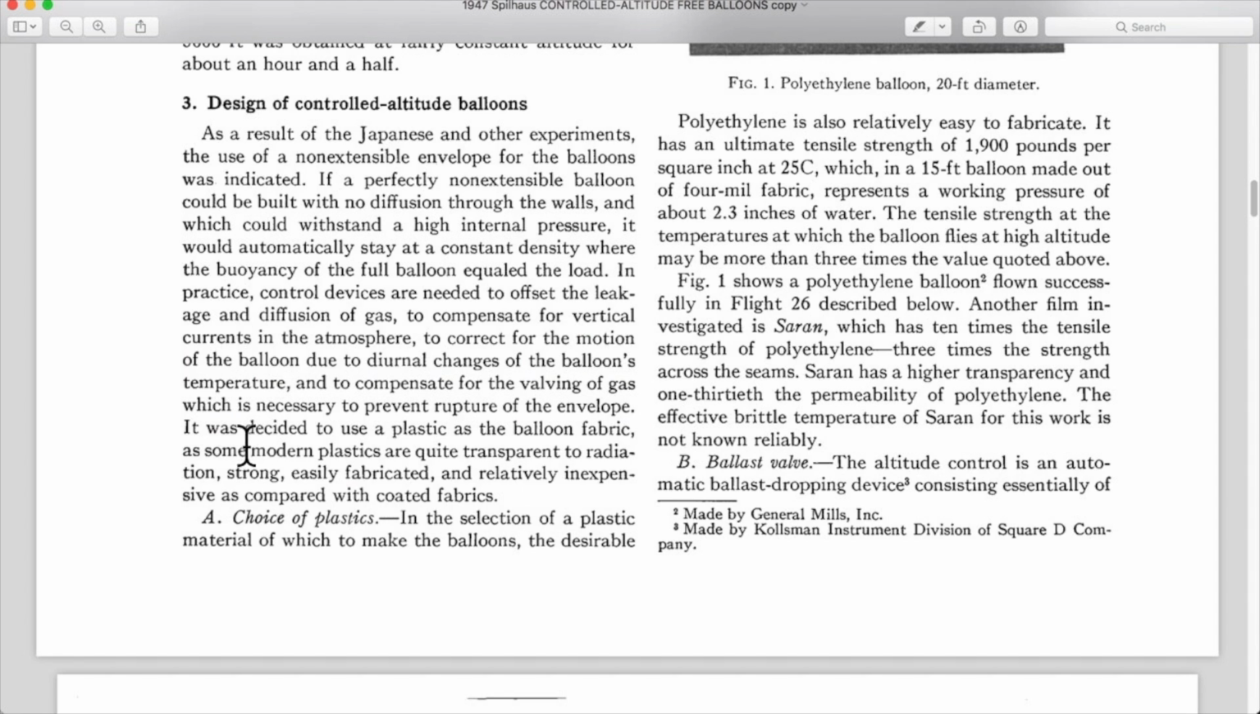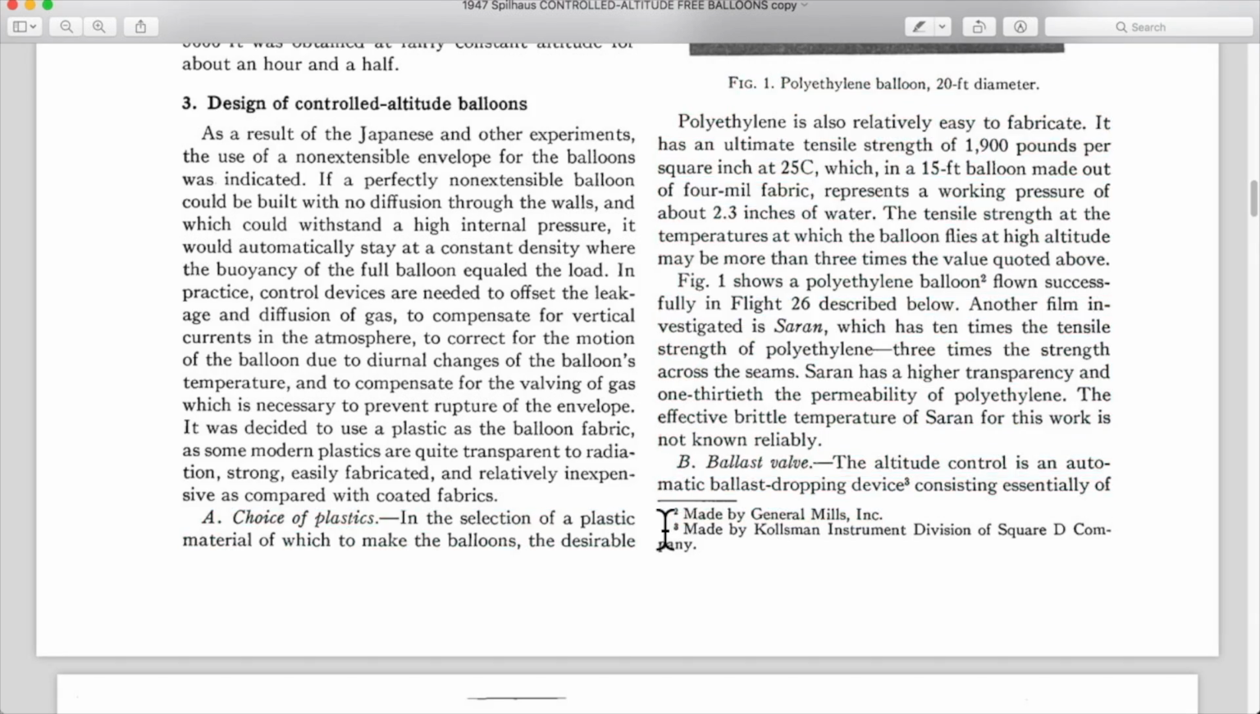They're quite transparent to radiation, strong, easily fabricated. Transparent to radiation is important for protecting against the thing I just talked about, which is heating up in the morning and cooling down in the afternoon. And plastics are apparently inexpensive compared to coated fabrics of the time in 1947.